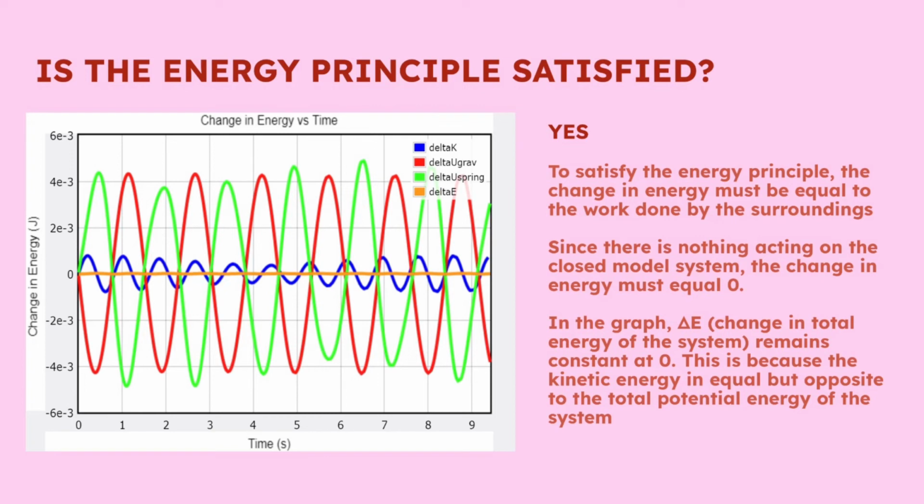These observations lead to the conclusion that the energy principle is indeed satisfied. To satisfy the energy principle, the change in energy must be equal to the work done by the surroundings. Since there is nothing acting on the closed model system, the change in energy must be equal to zero. In the graph, delta E remains constant at zero, and this is because the kinetic energy is equal but opposite to the total potential energy of the system.